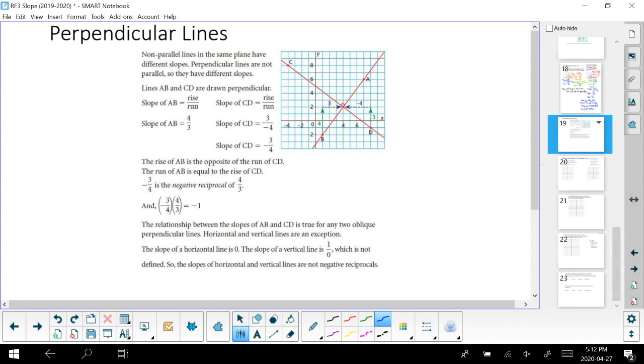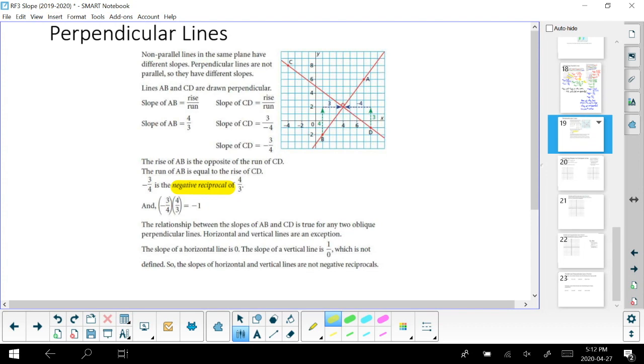There's a lot of reading to do on this page, so I'm just going to quickly draw your attention to the most important part here. The slopes of two perpendicular lines are going to be negative reciprocals of each other. So any two lines that are perpendicular will always have a negative reciprocal.